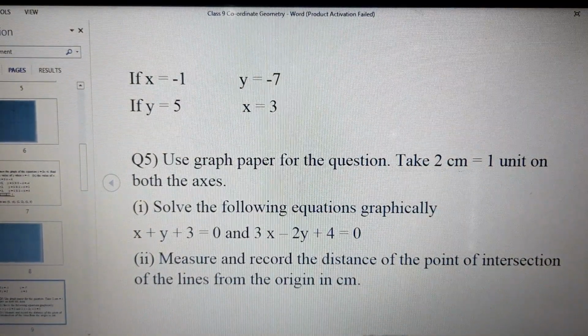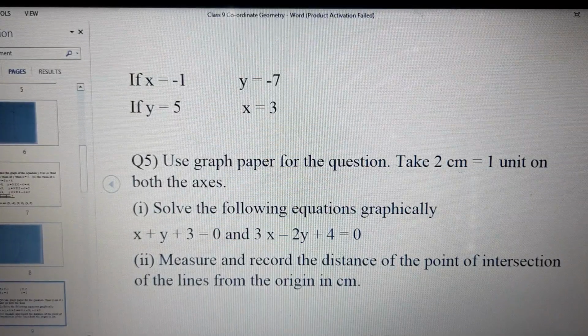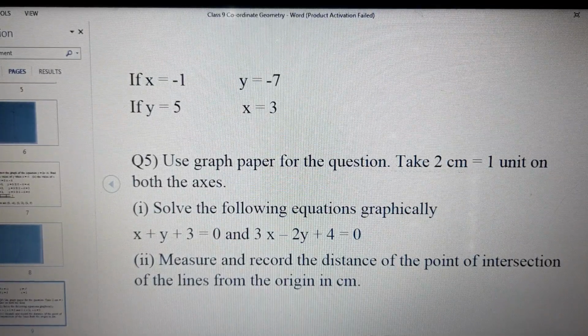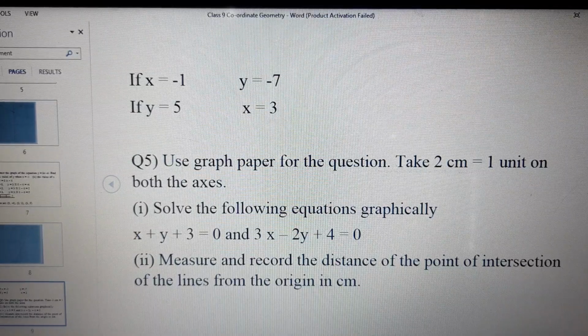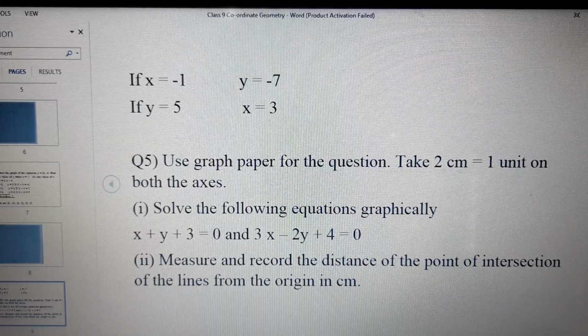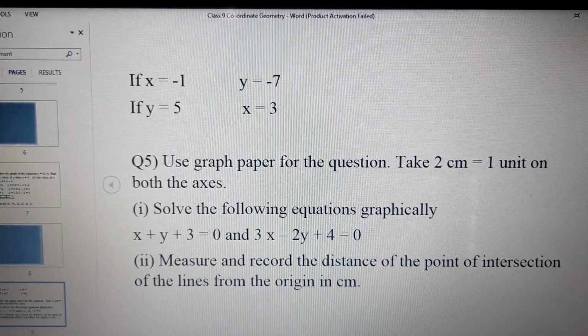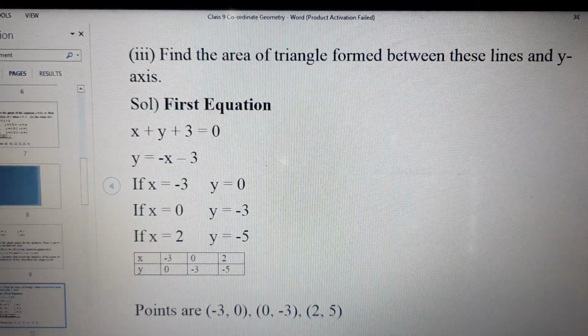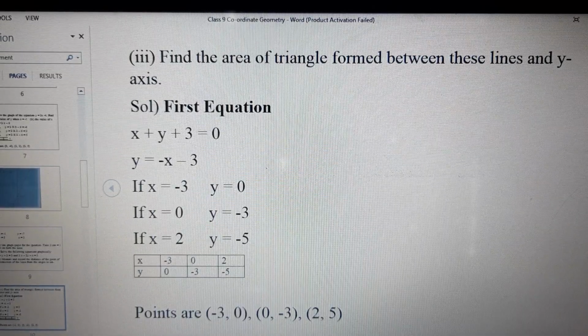Moving on to the next question. Now we will be given 2 equations and we have to solve them graphically. It means 2 simultaneous linear equations are being given, and we have to find the values of x and y. How are we going to do it? First of all, you will plot them on the graph paper one by one.